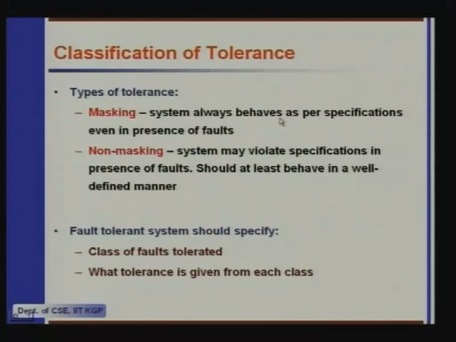Masking means that we start the design of the system or the computation with certain specification. We say that at the end of the computation this specification must be honored, right. Now, what may happen is that the system may start having different faults, individual components may fail. But in spite of that, the distributed system as a whole will continue to satisfy those properties, right. So, what do we mean?